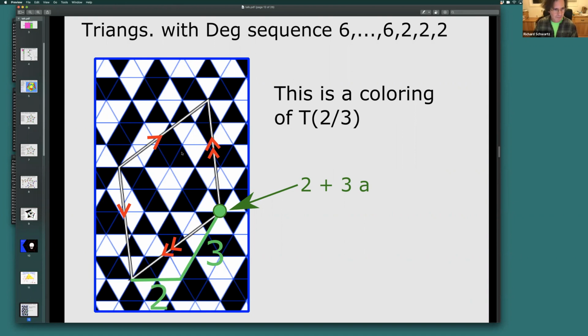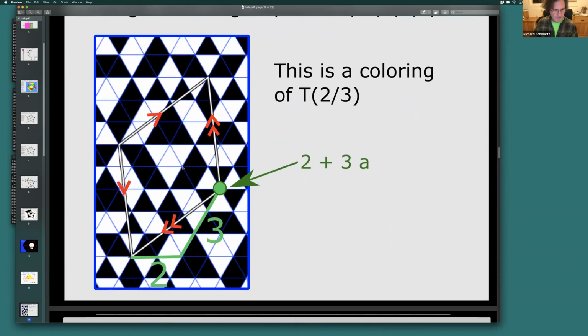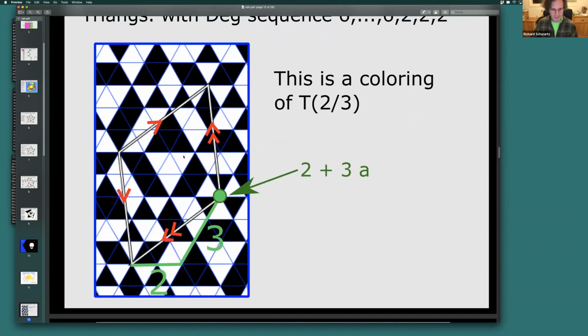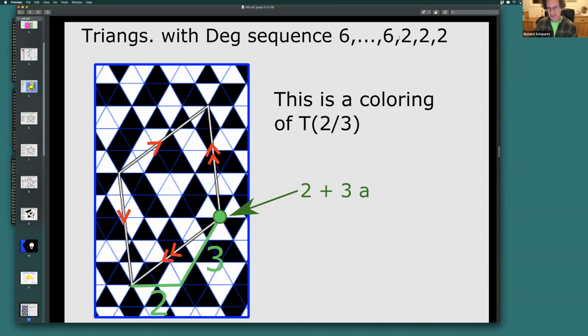So I wanted to show you some pictures of this. Anyway, this is an important point. I want to just dwell on this: for every P over Q, you get a triangulation of the sphere with degree sequence all 6s and then 3 2s. And conversely, if you have a triangulation of the sphere with this degree sequence, you can just build it out of equilateral triangles, and you'll get one of these things.